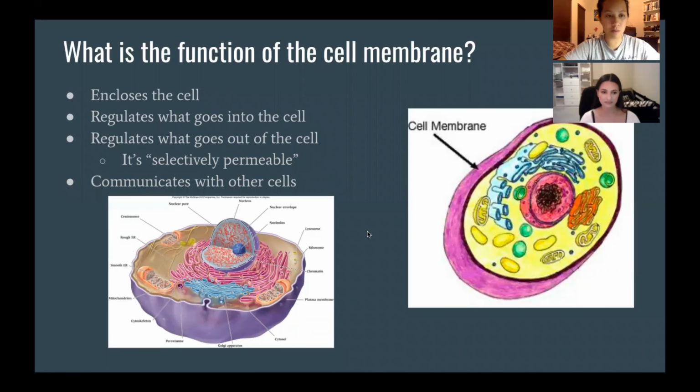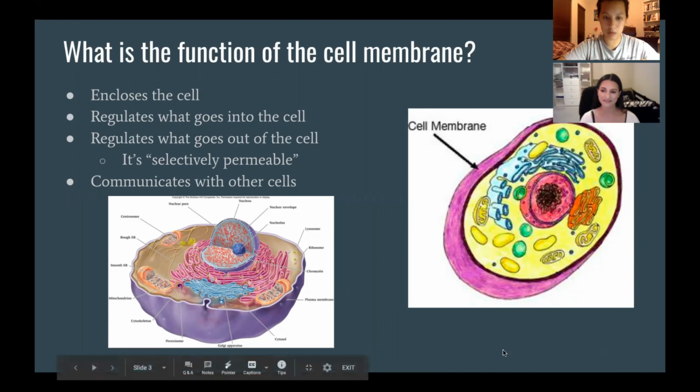Another function of the cell membrane is that it communicates with other cells, right? And this is done via the sugars and other components on the cell membrane surface.